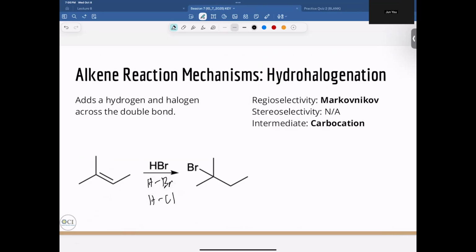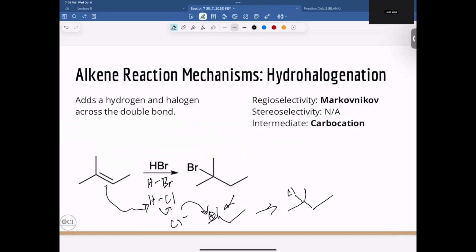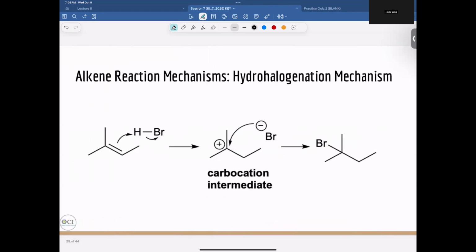And the way it works is the double bond picks up the H, forming this carbocation, and then the chlorine attacks that to form that. And this is Markovnikov, no peroxides or anything, so we know it goes on the more substituted side. And we have this intermediate of the carbocation. What it looks like.